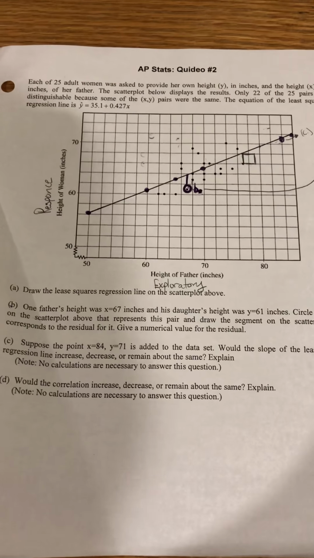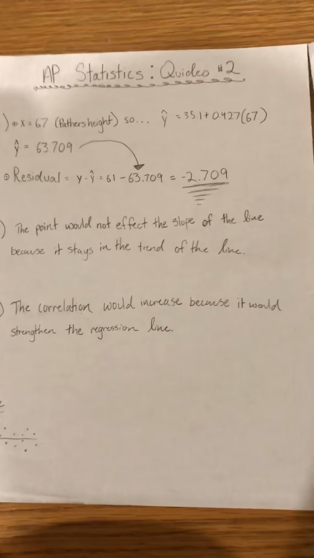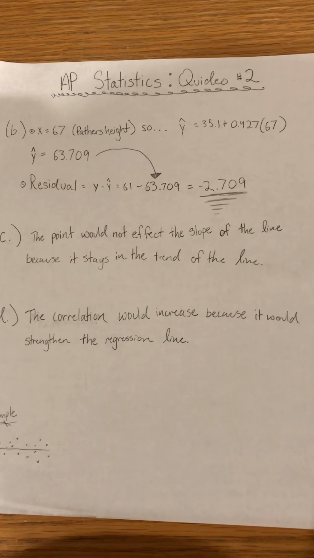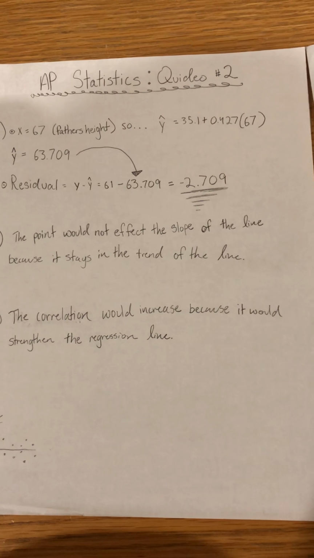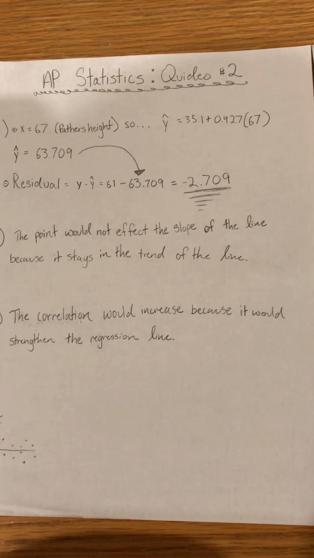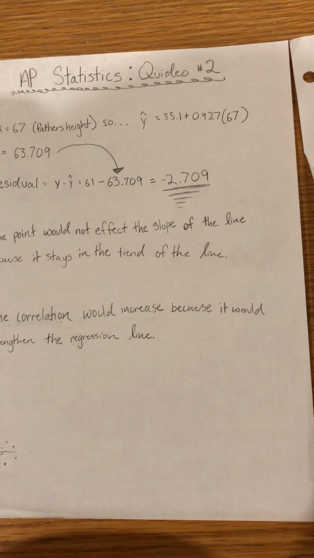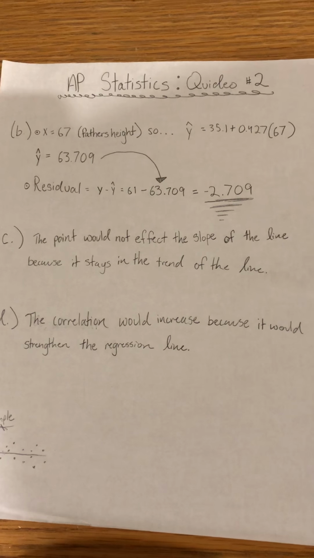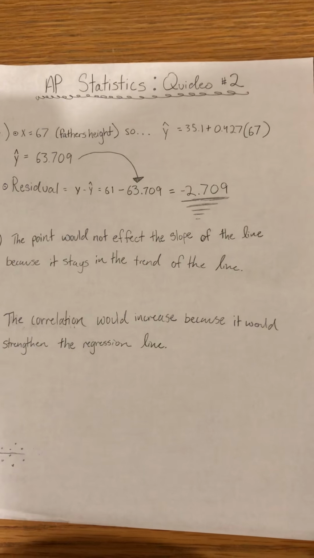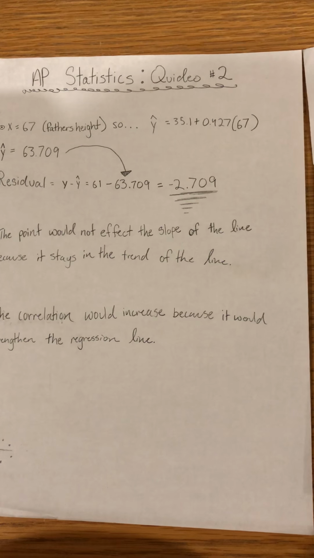And for this one, I took the father's height x, which is 67, and I put it into the regression line equation, which was provided. 35.1 plus 0.427x. So I put it in, and it came out to 35.1 plus 0.427 times 67, and that equals 63.709. To find the residual, I took 61, which was the daughter's height, and subtracted 63.709 to get negative 2.709.